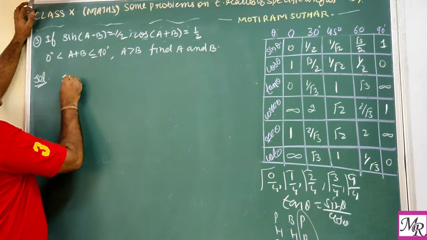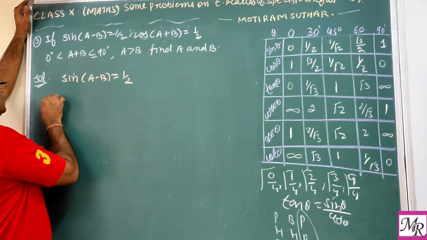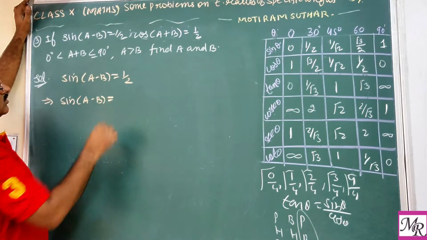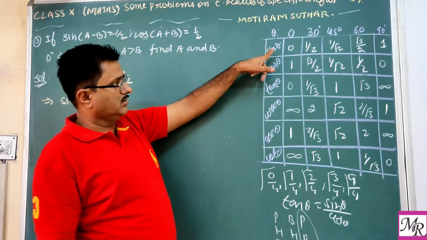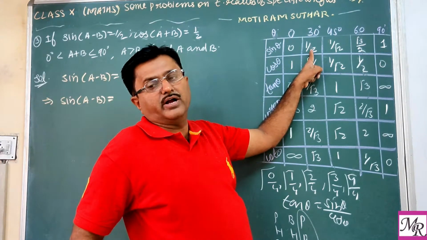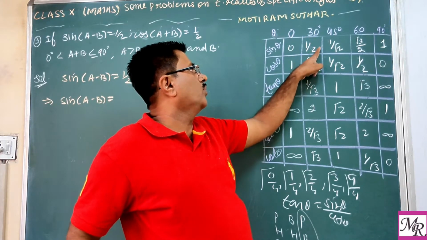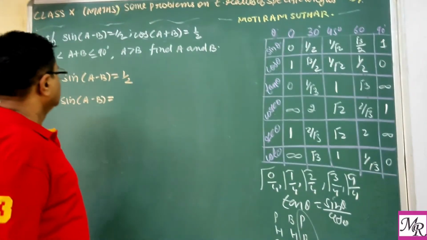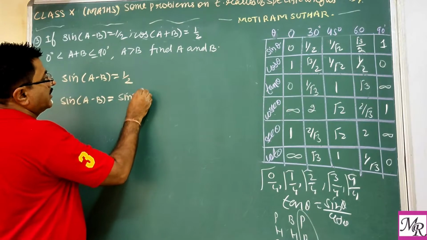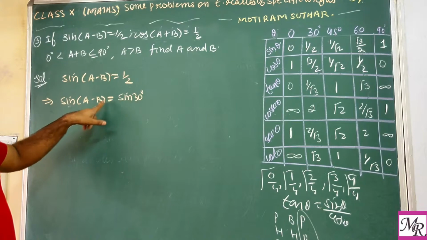So we can here write sine of A minus B equal to 1/2. Now see the row of the sine. Sin theta at what angle is 1/2? That is 30. It means sin 30 can be replaced by 1/2. So we can write 1/2 as sin 30 degree. Clear? So what we get? Sin of A minus B equal to sin of 30.